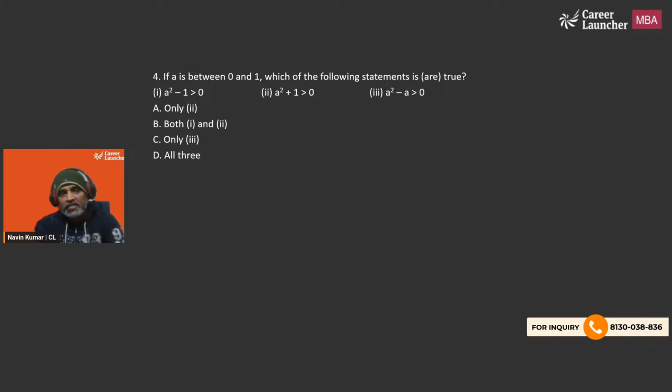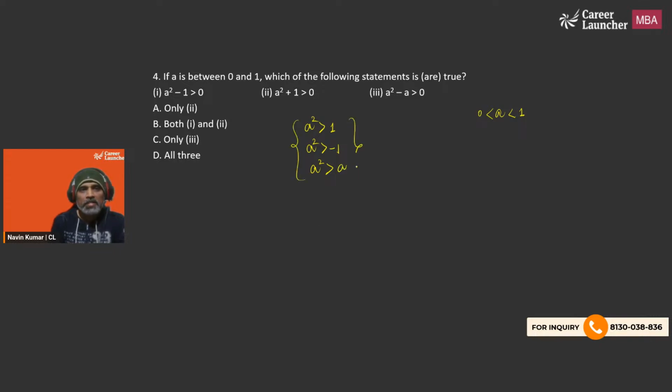Okay, next. If A is between 0 and 1, which of the following statements is or are true? So A lies between 0 and 1. The first one says A square is going to be greater than 1. Second one says A square is going to be greater than -1. Third one says A square is going to be greater than A. So which out of these is going to be true?